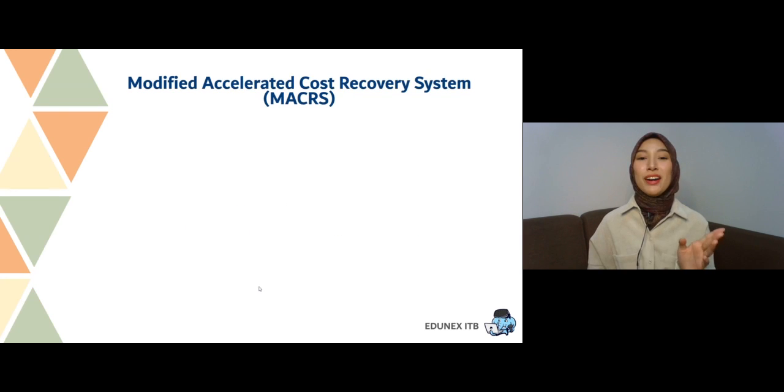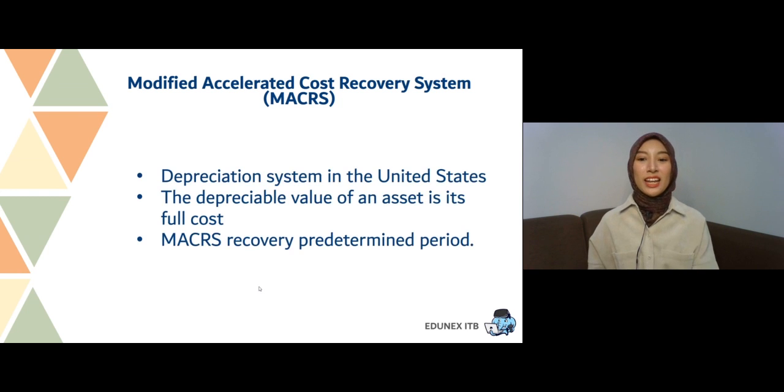Modified accelerated cost recovery systems, or MACRS, is the depreciation system that is most commonly used in the US. The depreciable value of an asset is its full cost, so it also includes your installment costs and other costs when you bought the asset in the first place.